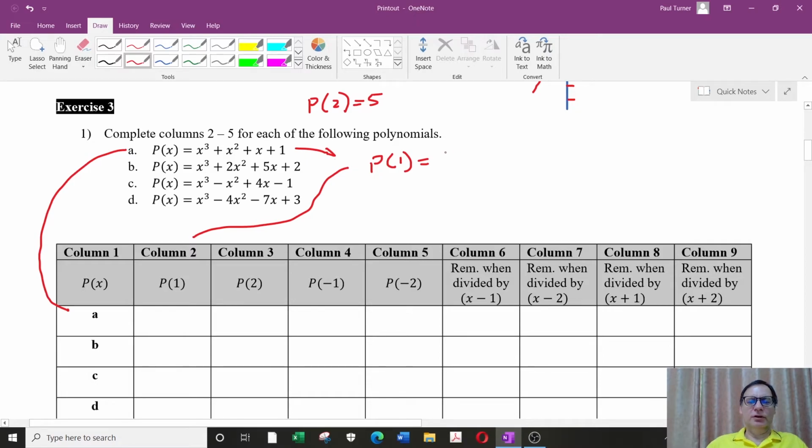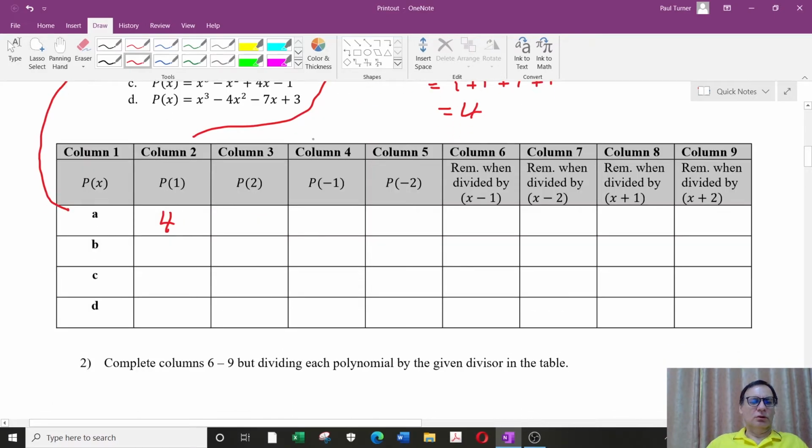So we have 1 cubed plus 1 squared plus 1 plus 1. Okay? And then we'll get 1 plus 1 plus 1 plus 1, which is 4. So what I want you to do is write 4 in here. So P(1) equals 4. And we do that for all of these 4 columns. These ones here, column 2 to 5.